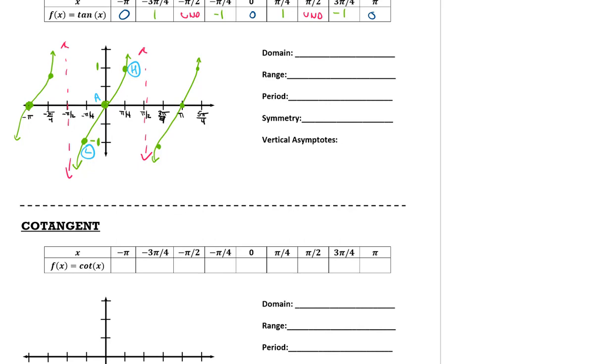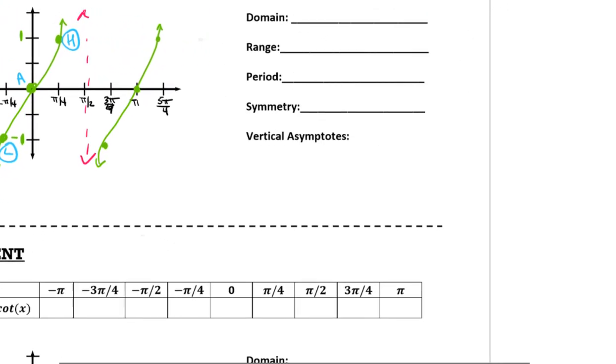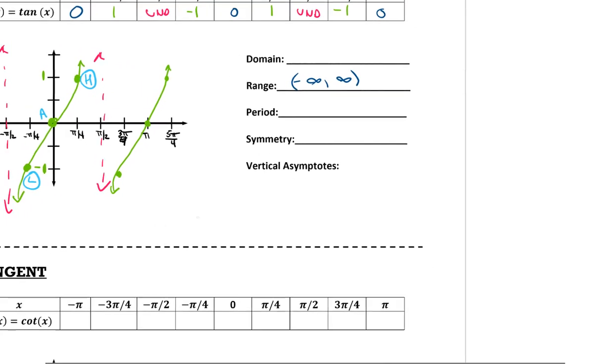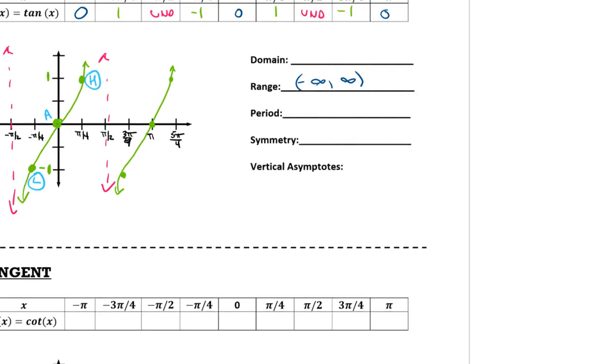Now let's talk about domain and range. The range, because this thing goes down and up forever and ever, will be negative infinity to infinity. Now the domain, remember, we don't have all the numbers, because of pi over 2 and negative pi over 2, and we'll describe this using our vertical asymptotes.